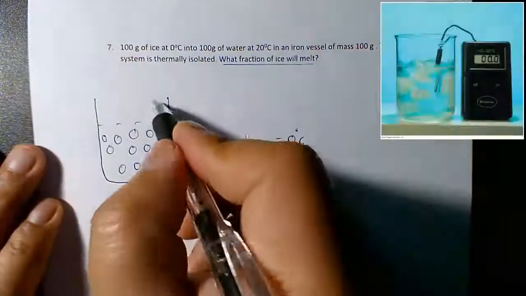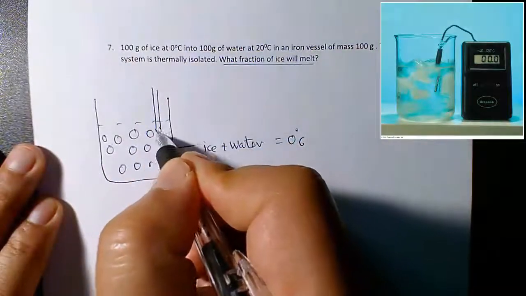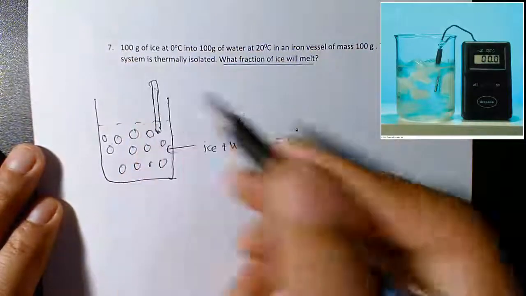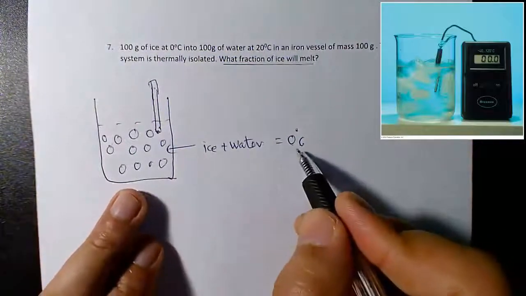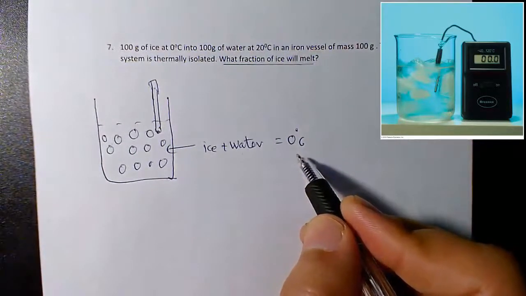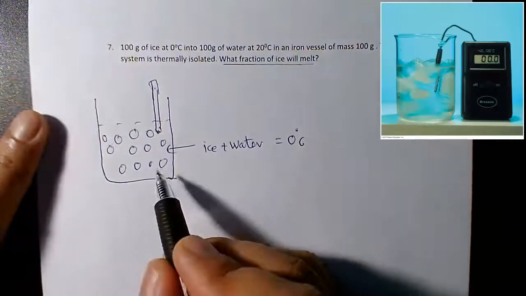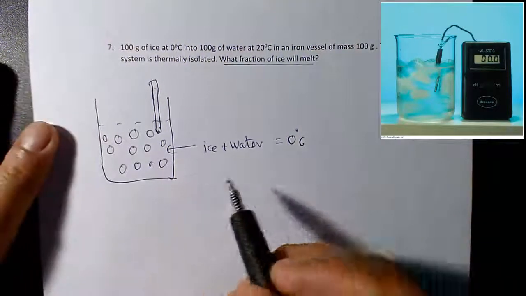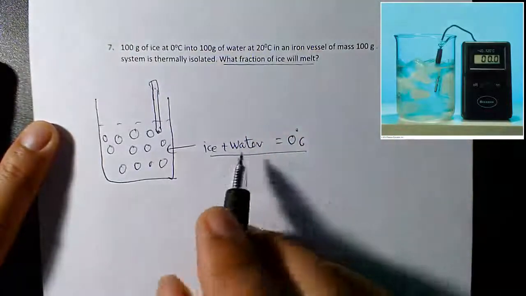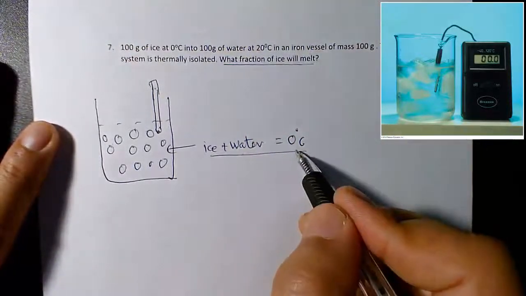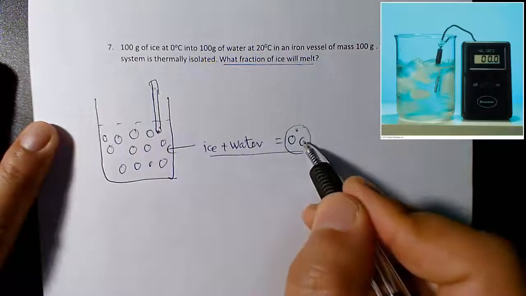If you put a thermometer and measure the temperature of ice and water at equilibrium, it will always be 0 degrees Celsius. It won't increase its temperature until all ice melts. So that's the most important part. Whenever you see a fraction of ice melt, you have to assume that the final temperature is always 0 degrees Celsius. Okay, that's the first important thing.